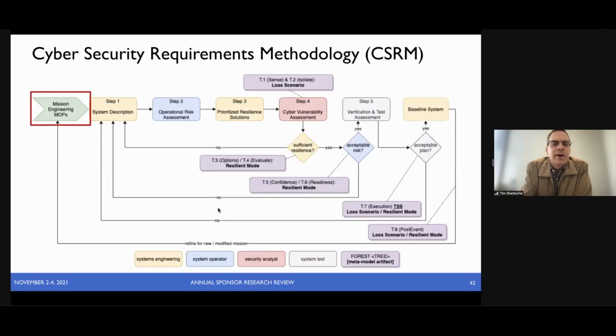So now I want to walk you through the metamodel, or the system model, which is based on the mission aware metamodel. I'll organize that walkthrough in terms of the CSRM process and the artifacts that are produced at each of these CSRM steps. So first off, mission engineering.